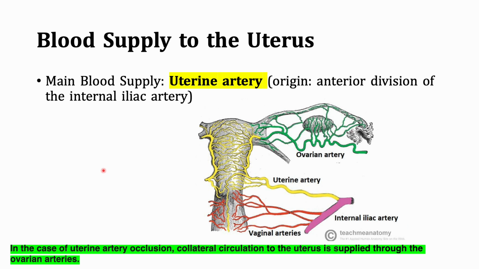And just a little note that in a uterine artery occlusion, so let's say we don't have this, there's going to be collateral circulation to the uterus that's supplied from the ovarian arteries. And we can see that here.